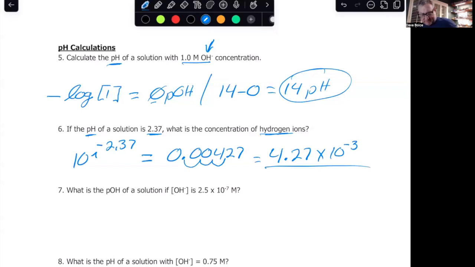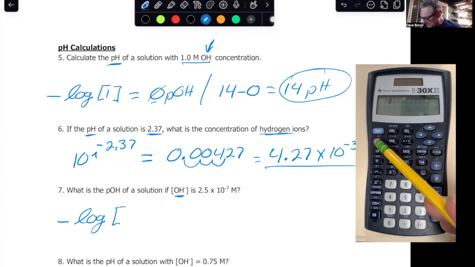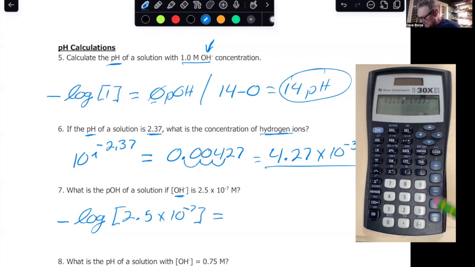What is the pOH of a solution with a concentration of hydroxide? Again, I just need to go from a pH or pOH to a concentration. For this one I'm going to do negative log of the concentration, which is 2.5 times 10 to the negative 7. I use second log for that. That is going to be 6.60, which is my pOH. So therefore, I'm good to go.